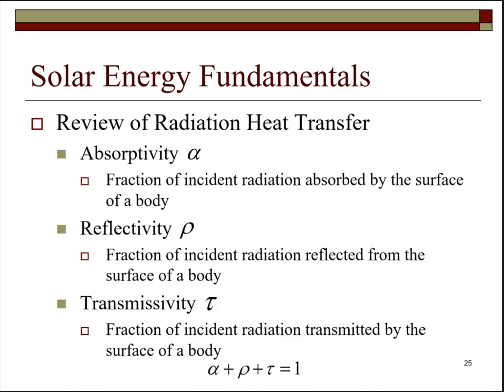Absorptivity is a fraction of the incident radiation that is absorbed by a body. Reflectivity is a fraction of the incident radiation that is reflected by the surface of a body, and transmissivity is a fraction of the incident radiation transmitted through the surface of a body. The summation of all three fractions must be equal to 1.